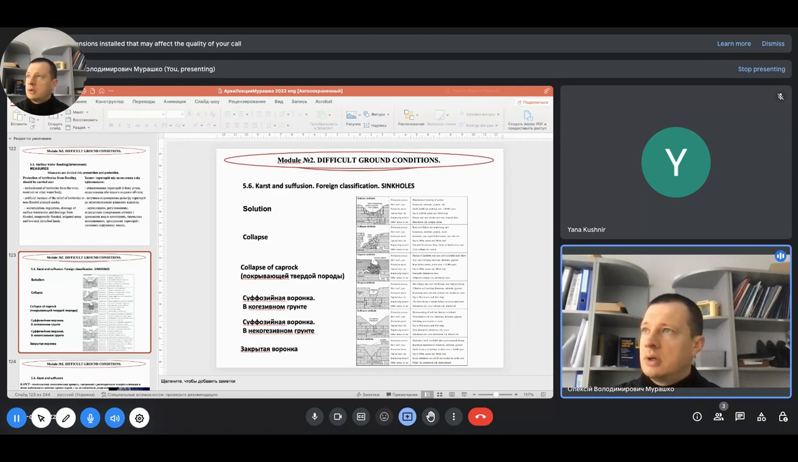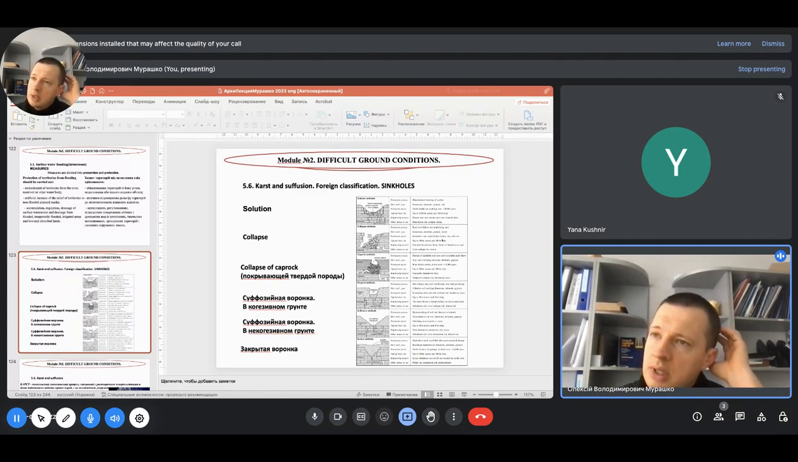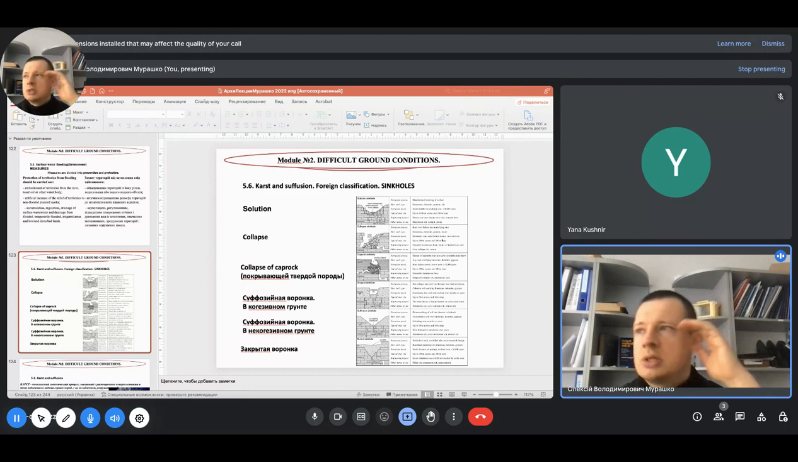So first of all, we will start from the effects on the surface which can be caused by karst and subfusion. Karst and subfusion are difficult ground conditions which are connected with the influence of water. In this case, we can see the results of the impact of underground or surface water. In some cases, it can dissolve ground, which can lead to sinkholes, as you can see on those slides.